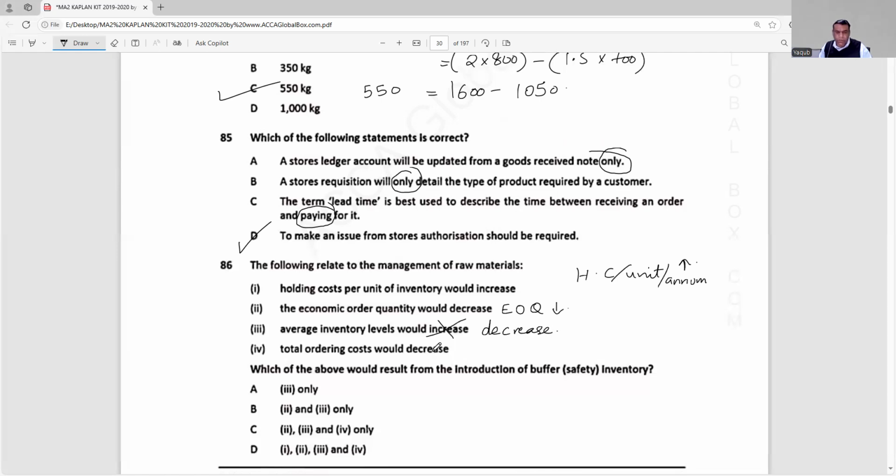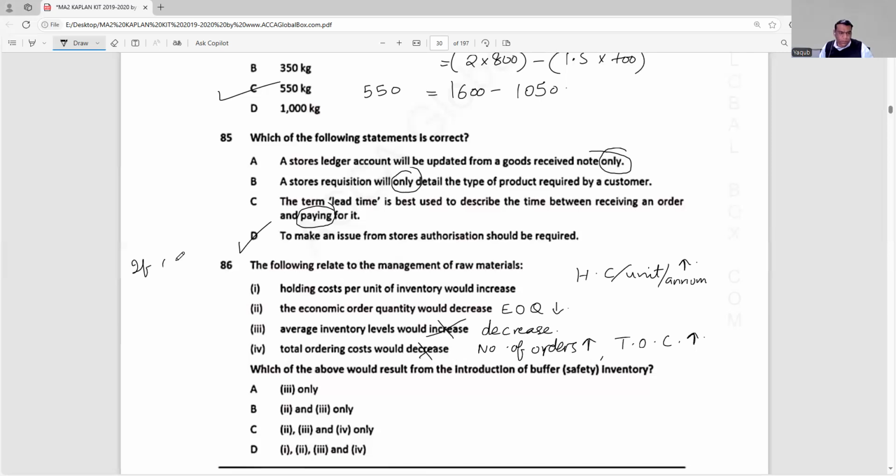Total ordering cost would decrease. No, now you are reducing your EOQ, which means you are reducing your order size. That's why you will purchase a higher amount of orders, or number of orders will rise. So rise in number of orders will do what? Rise in number of orders will increase your total ordering cost. So this statement is also correct.